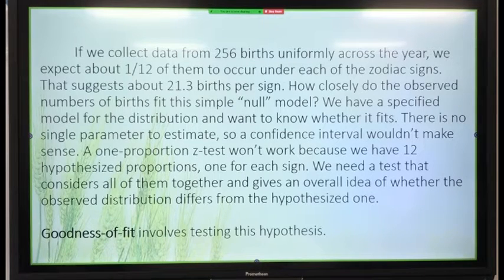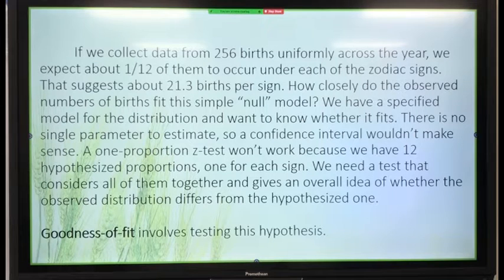That suggests about 21.3 births per sign. How closely do the observed numbers of births fit the simple null model? We have a specified model for the distribution and want to know whether it fits. There is no single parameter to estimate, so a confidence interval wouldn't make sense.